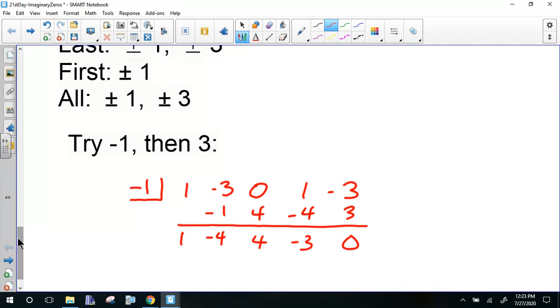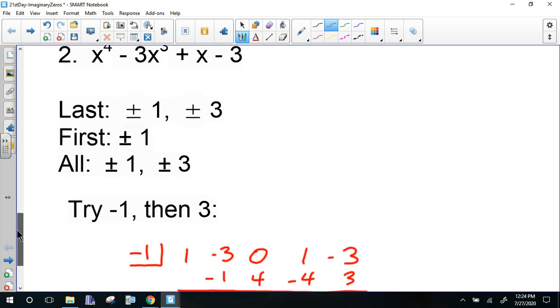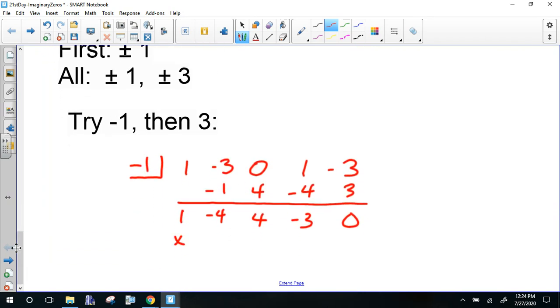So what I have right here, I started with an x to the 4th, so this is going to be 1x cubed minus 4x squared plus 4x minus 3. Where do I go from here? Well, I need to pick another one of these possible rational roots and try and factor.